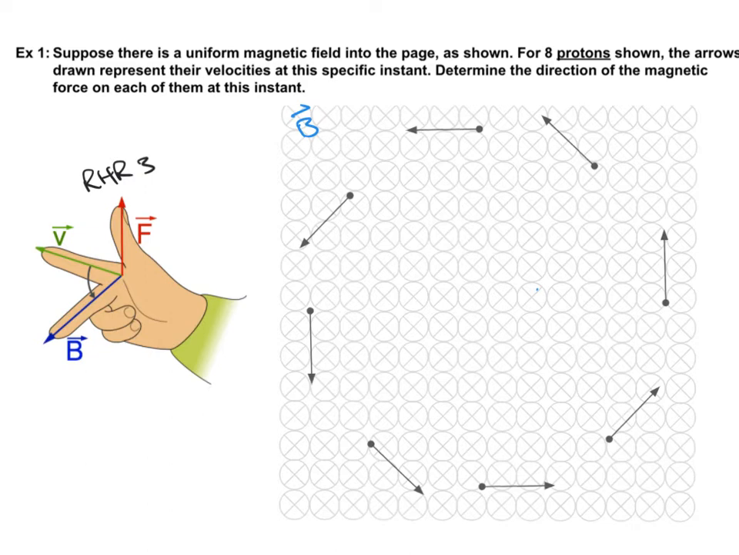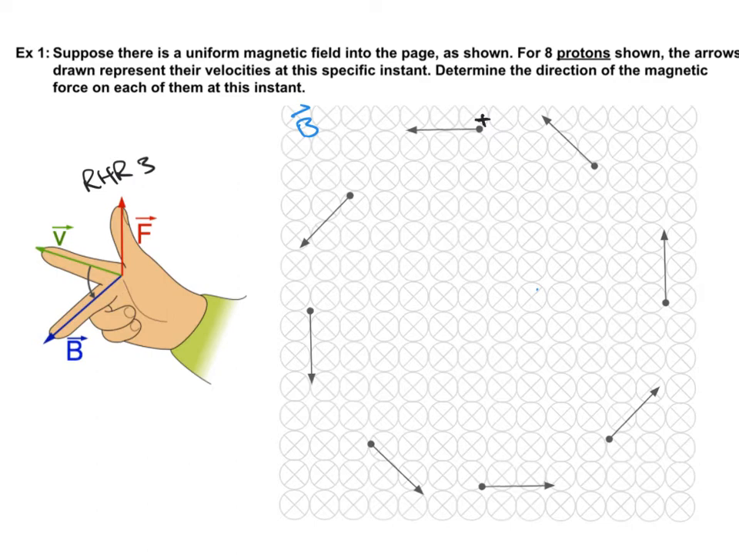For the 8 protons shown, and it's important you know they're protons, so they're a positive charge. That means that our index finger needs to point in the direction of the velocity. If they were negative charges, if they were electrons, we'd actually have to point our index fingers in the opposite direction. The arrows drawn represent their velocities at this specific instant. Determine the direction of the magnetic force on each of them at this instant.